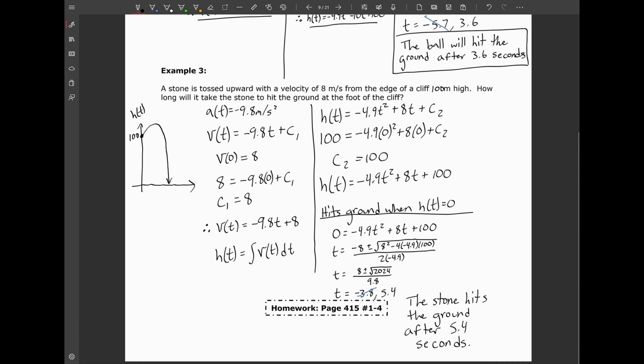All right, and there we go. That's problems involving motion. Go do some homework and enjoy some physics.